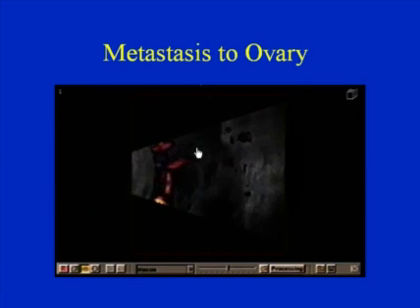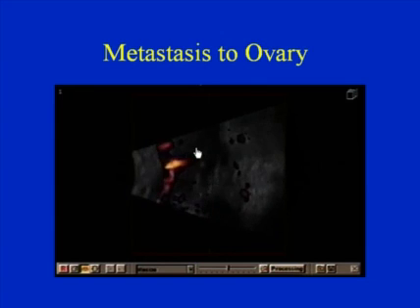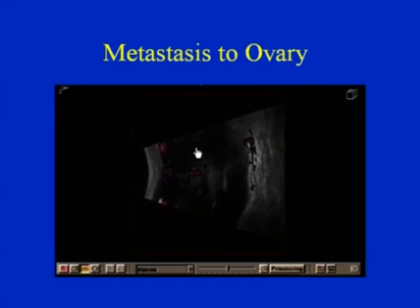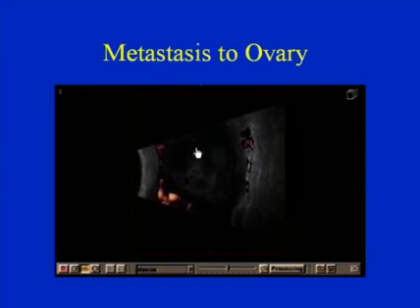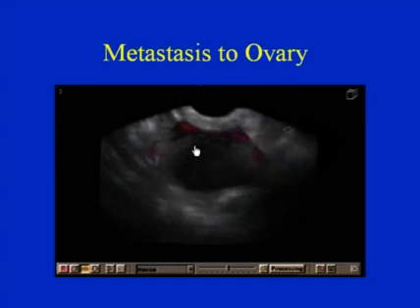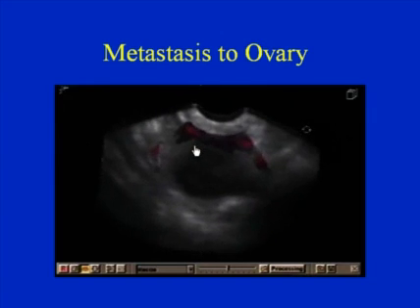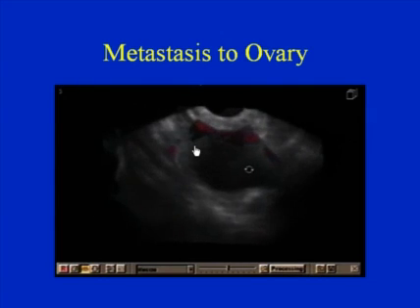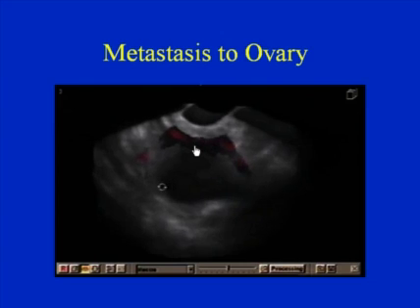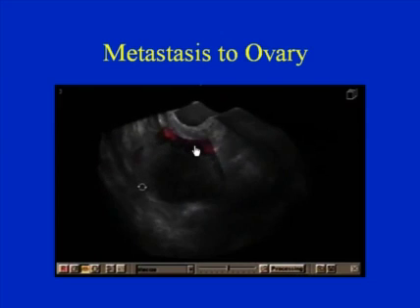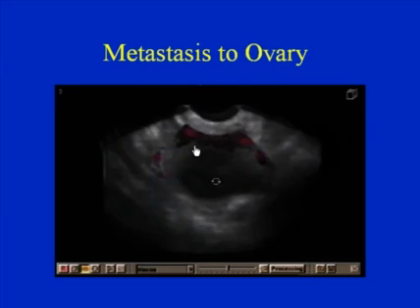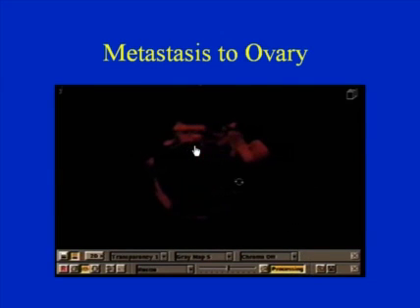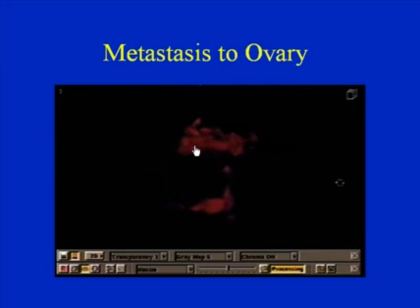So what we have here are multiplanar images of an ovary with central vascularity. And here are the vessels inside of the ovarian lesion, showing abnormal branching patterns. So here are the vessels inside of the metastatic lesion.